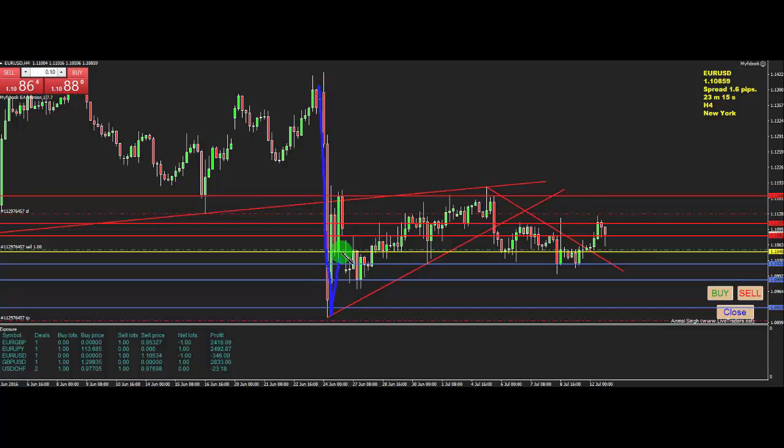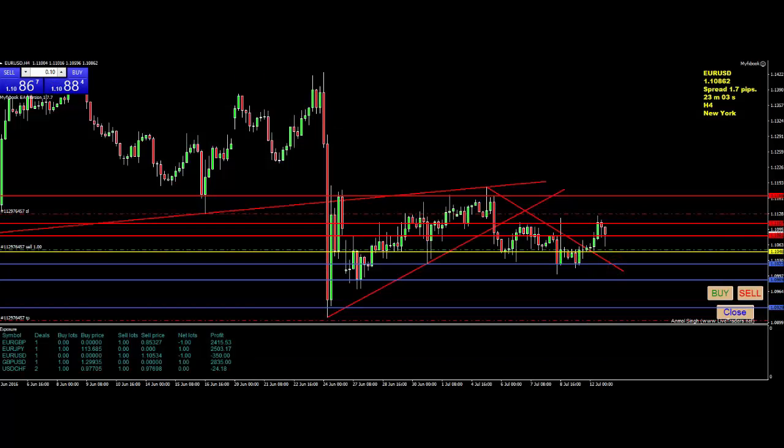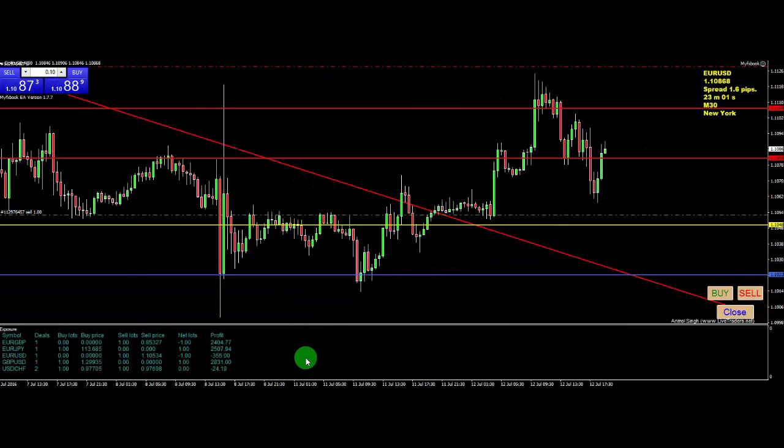We had this little wedge. It broke down. That was my short entry. A break of that wedge was my short entry right there. And now it retested. It failed. It came back up, and this is probably just stop hunting, right? It's just stop hunting, because you see what it did here, and I want to make it clear.